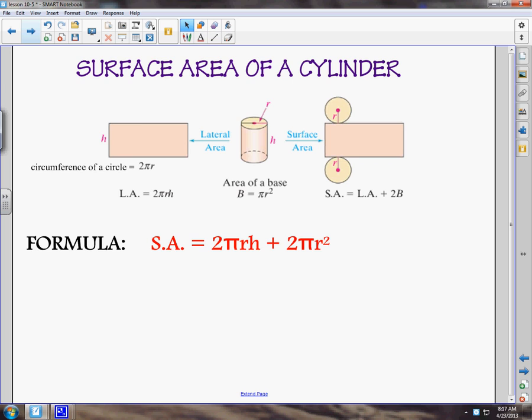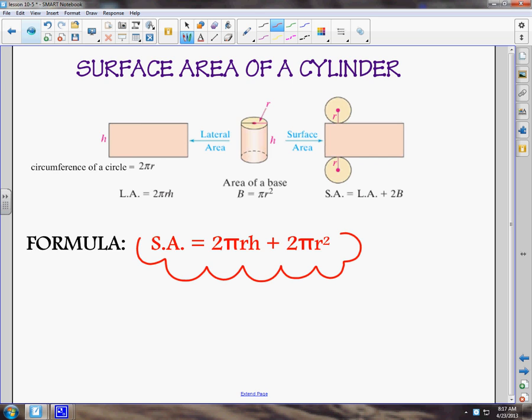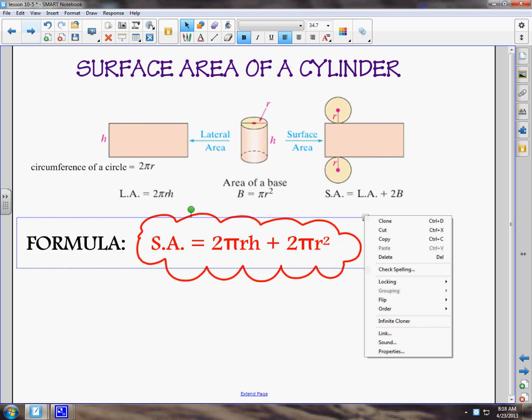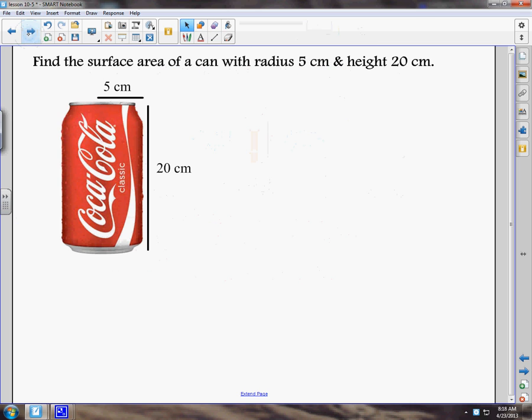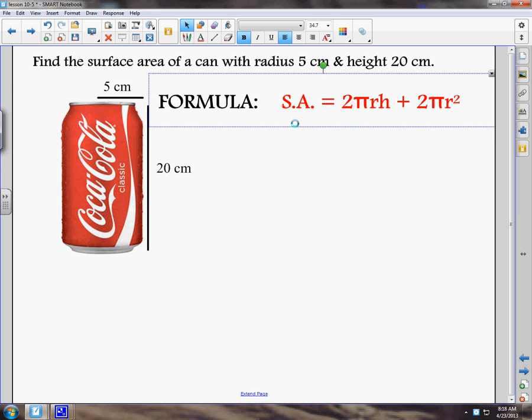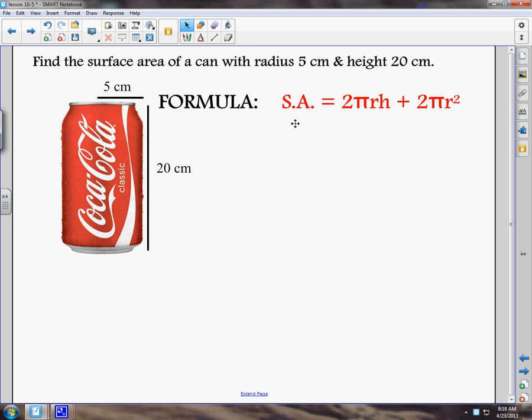Okay, surface area of a cylinder. This one you pretty much use the formula every time. So here is the formula. Surface area equals 2 pi r h plus 2 pi r squared. Okay, so let's try this. I'm going to copy that and put it over here. So let's try it in your notes.